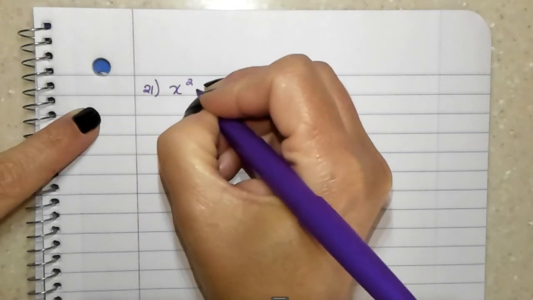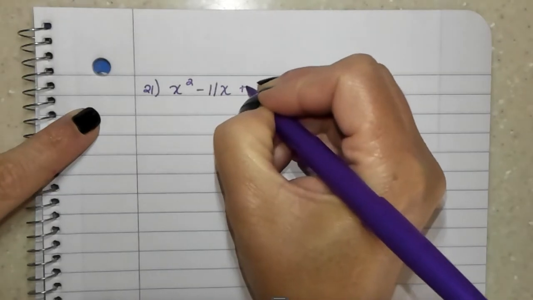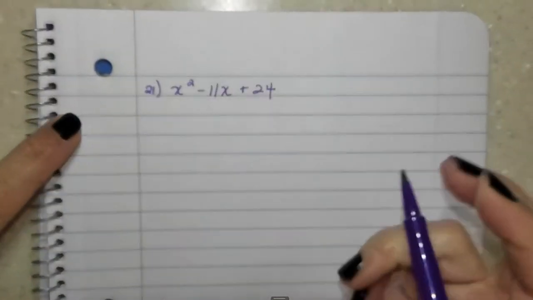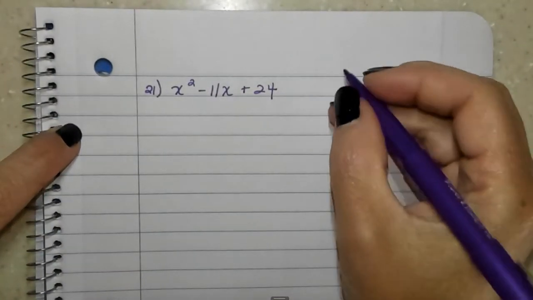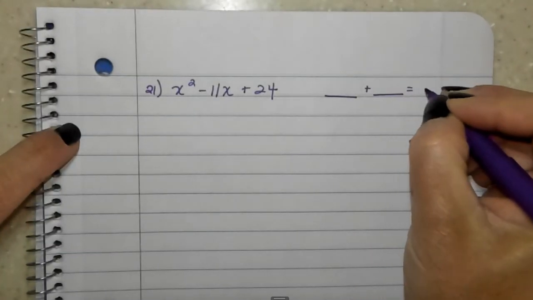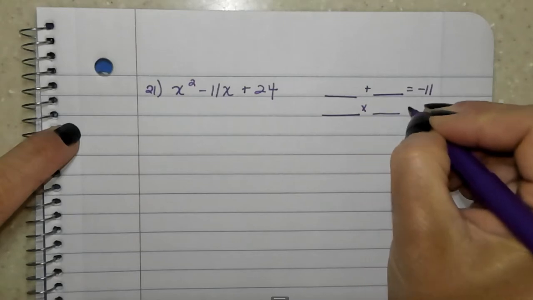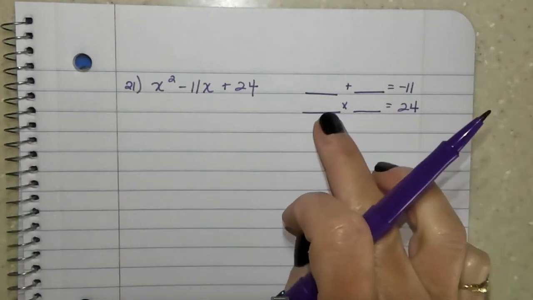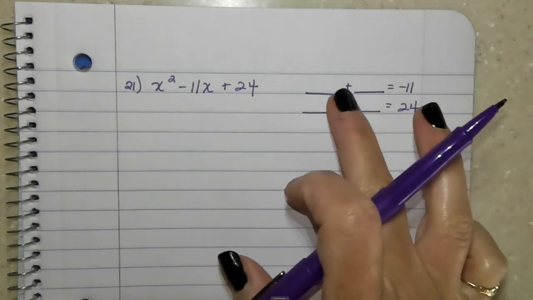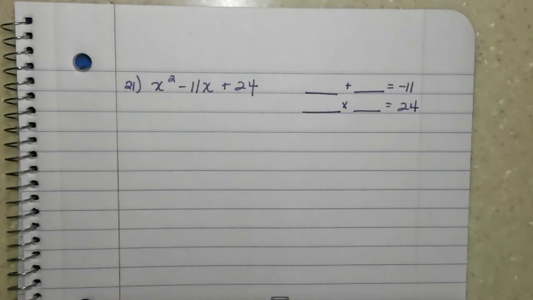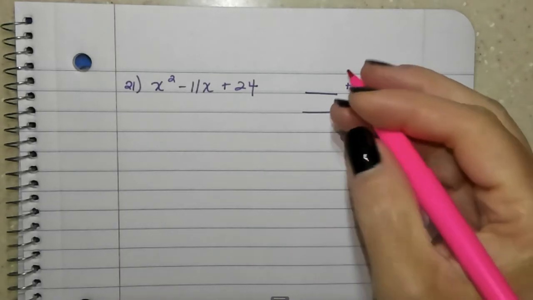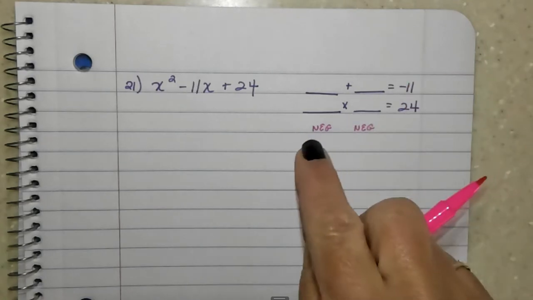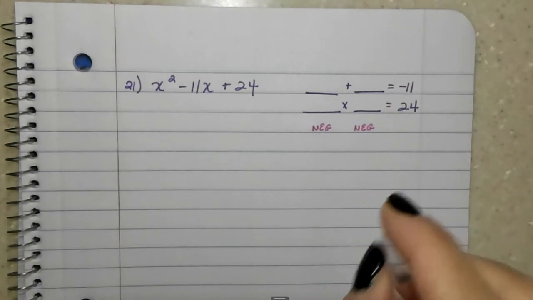X squared minus 11x plus 24. So now we've got a subtraction here, or a negative 11, but a positive here. Can you factor anything out? No, not yet. So I need something that's going to add up to a negative 11, but when you multiply is a positive 24. What in the world? Can you imagine a scenario where two numbers multiply to make a positive, but two numbers added create a negative? Guess what? They're both negative. A negative times a negative is a positive, and a negative plus a negative makes a larger negative number.